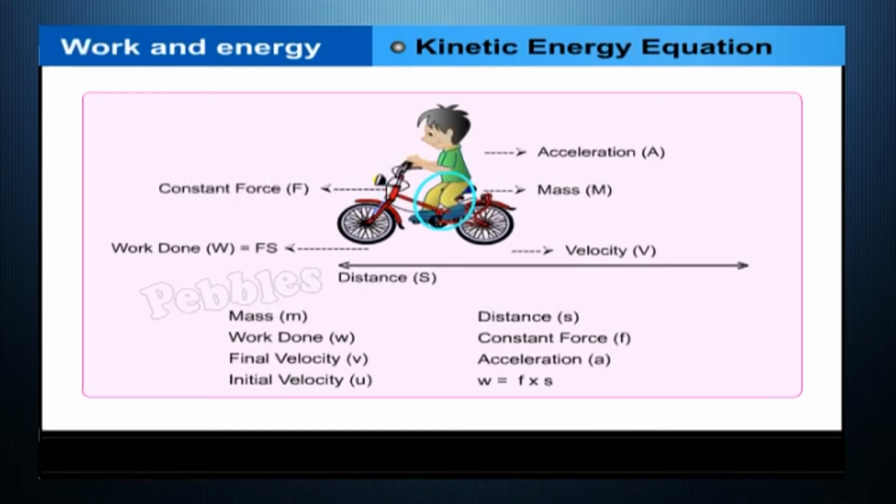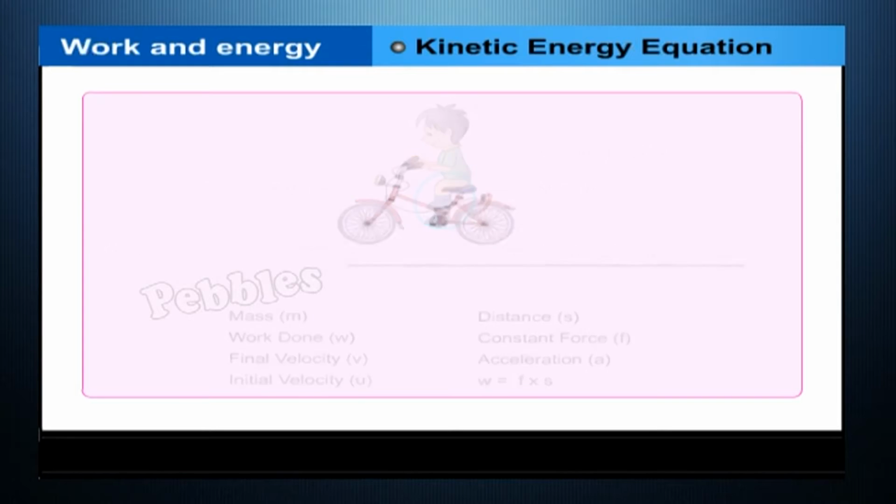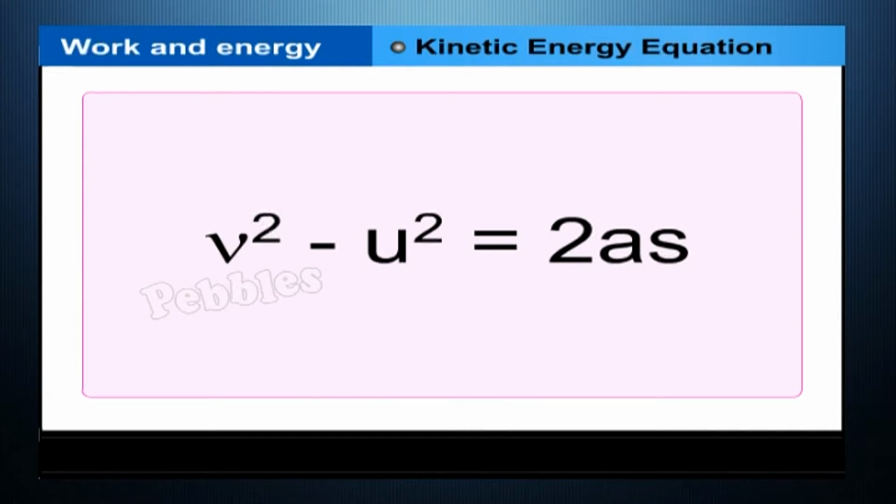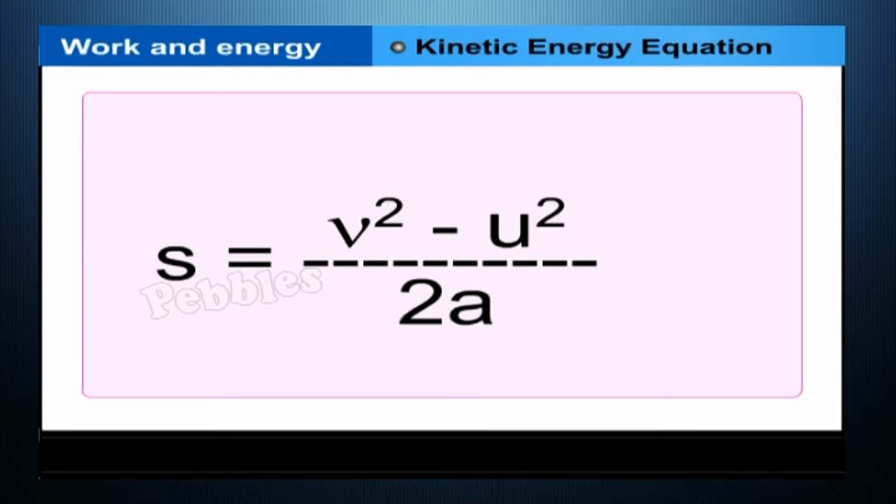The relation connecting the initial velocity u and the final velocity v of an object moving with a uniform acceleration a and the displacement s is v squared minus u squared is equal to 2as. This gives s is equal to v squared minus u squared divided by 2a. F is equal to ma.